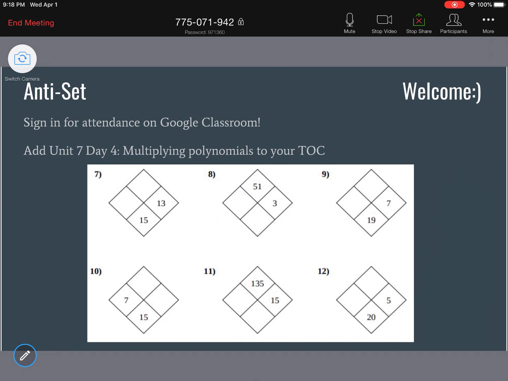Our anti-set today: don't forget to sign in for attendance on Google Classroom, answer the question, and add day 4 to your table of contents. Today we're talking about multiplying polynomials.